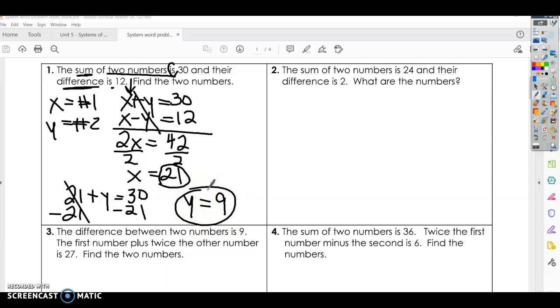All right, then it said answer the question. So we have x and y. What does that mean? So x is our first number. So 21 is number 1. And 9 is our second number.